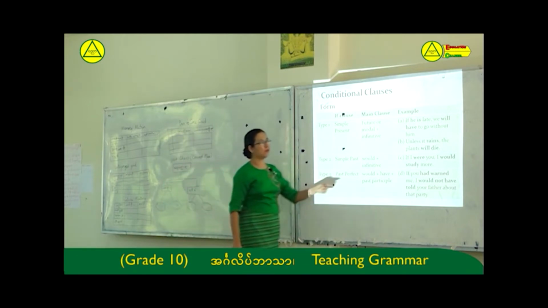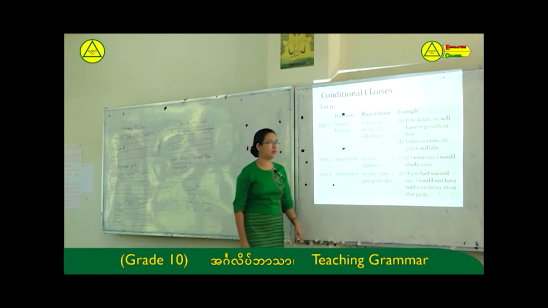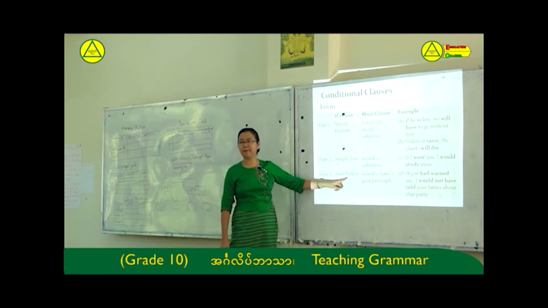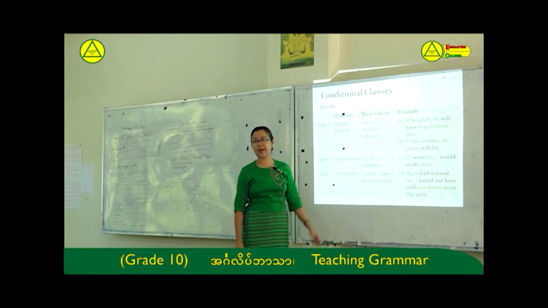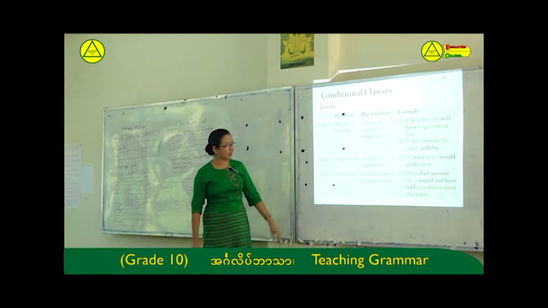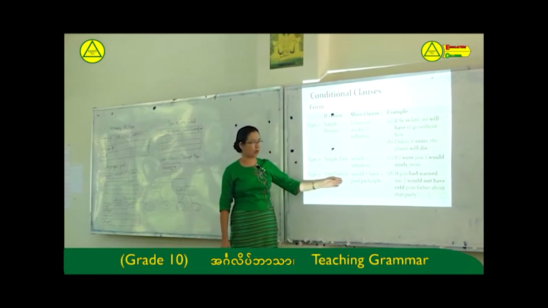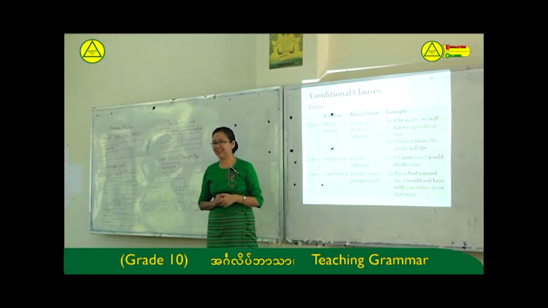Here, in the if clause, we use the past tense were, and then in the main clause, would and verb infinitive, study. In type 3, in the if clause, we use past perfect tense, and in the main clause, would, have, and past participle. Here again, simple past in the place of simple past. Past perfect tense. What is the form of past perfect tense?